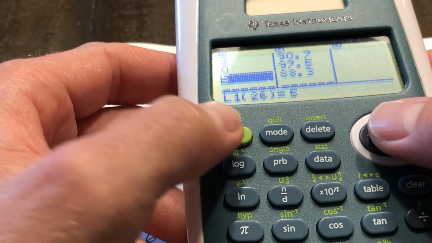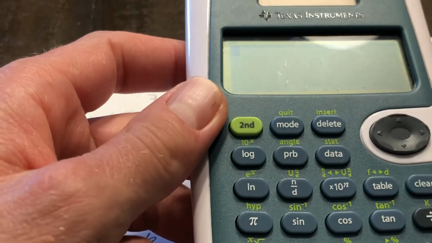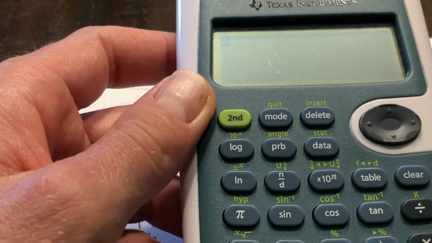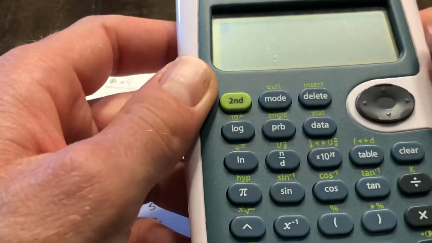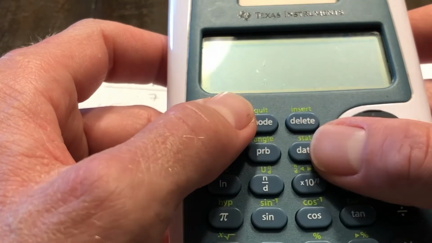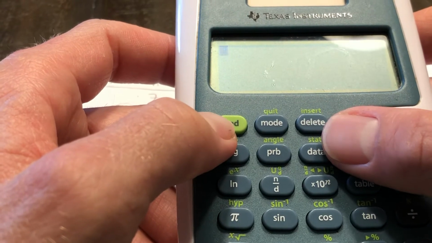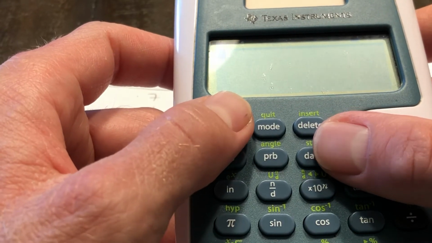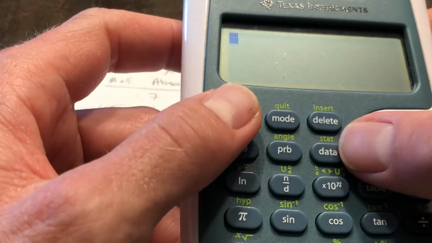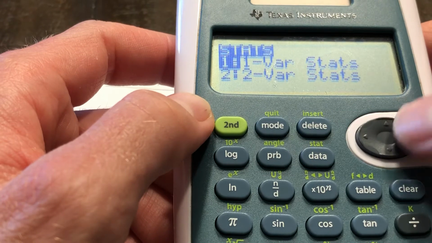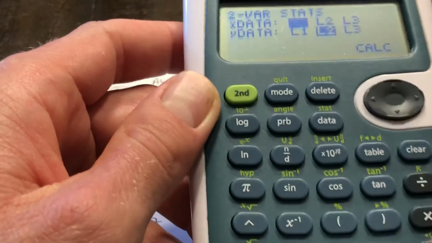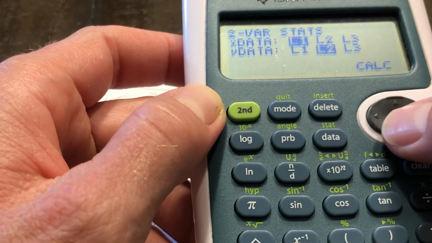So when you're done with that, you hit second mode, and even if you have the other calculator, hit second mode. If you're using the TI-84, then you hit stat, calculate, linear regression. Follow that. Again, depending on your calculator, you're going to have to know how to use it. I think maybe there's 2 of you that are using the TI-84, actually. So if you're using this calculator, you're going to hit second, data, so stat. This is 2 variable statistics. You have 2 variables, an X and a Y. I'm going to hit enter. My X data is in list 1, yes. My Y data is in list 2.